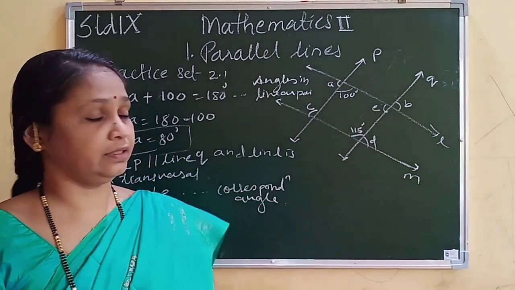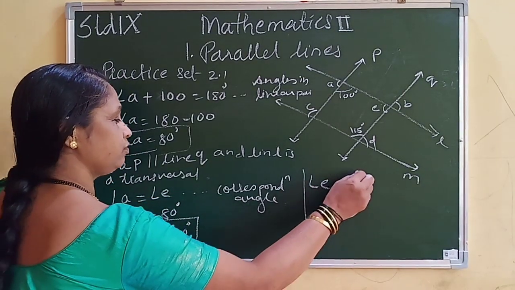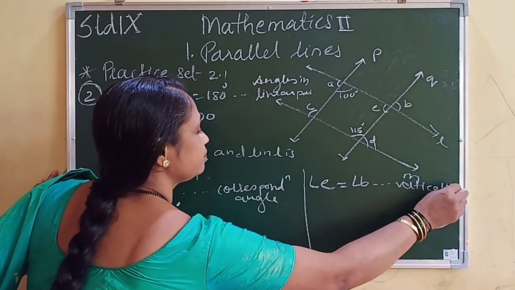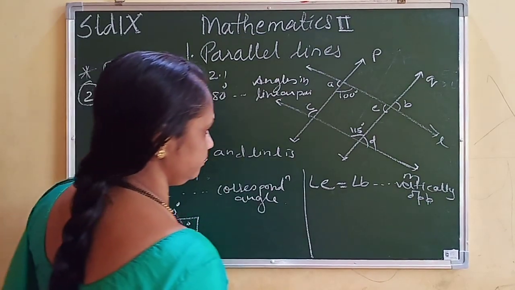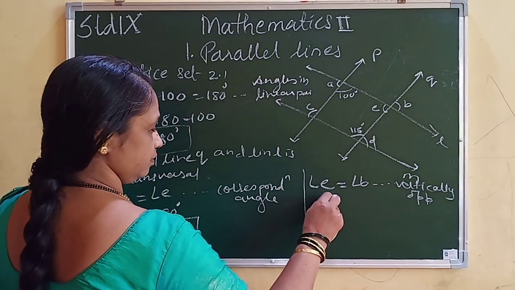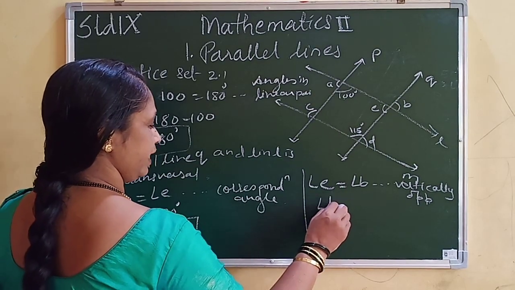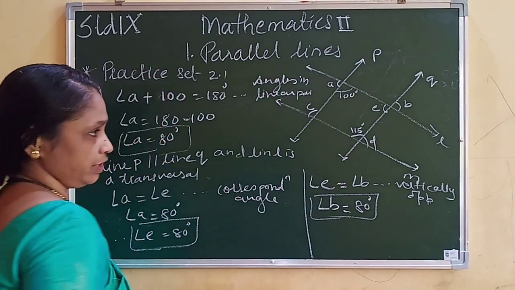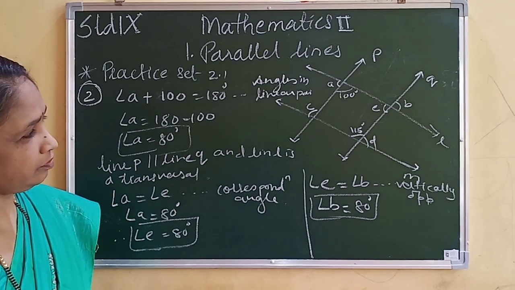Now E and B, they are vertically opposite angles. So you will write angle E is equal to angle B, vertically opposite angles. Now since angle E is 80 degrees, angle B is equal to 80 degrees. Now this we have got, B also we got. Now we have to find out C.